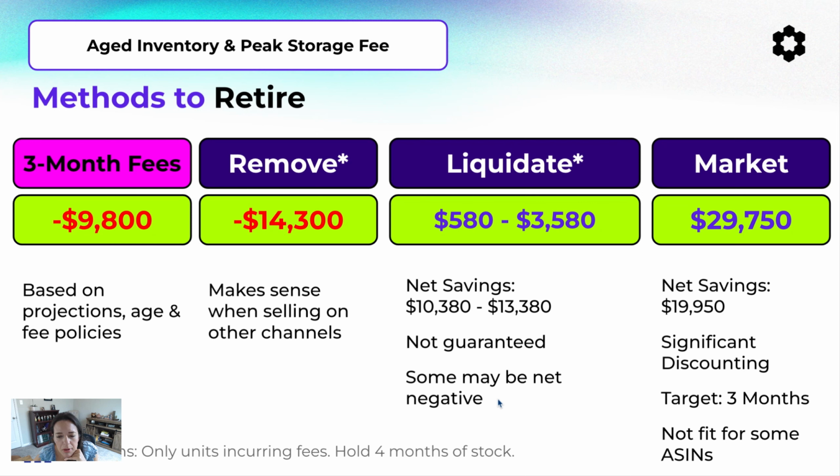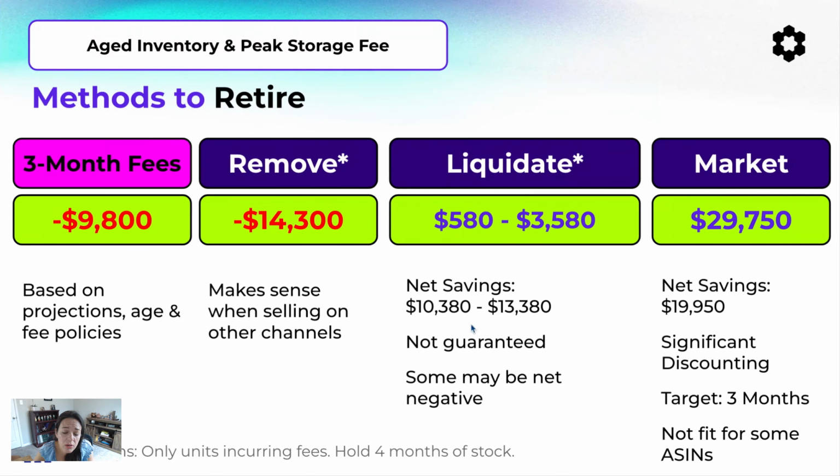A couple of things with liquidation. Besides not being able to send inventory for 90 days, it's also not guaranteed. So if Amazon can't find someone to purchase it, then you're not going to be able to liquidate it. You also may be net negative. If your product is very low priced, but it's a larger product, there is a chance that you won't be getting money back. You'll actually be paying. It's rare, but it is a possibility, and so doing that calculation is important.